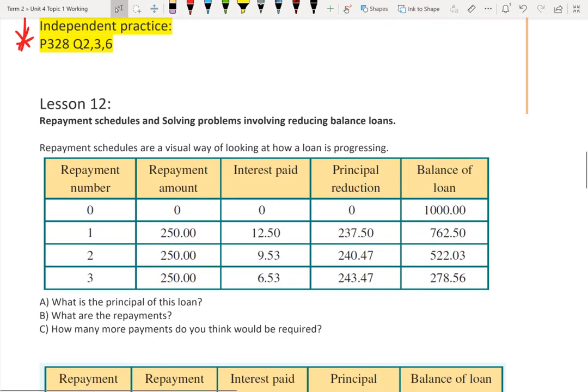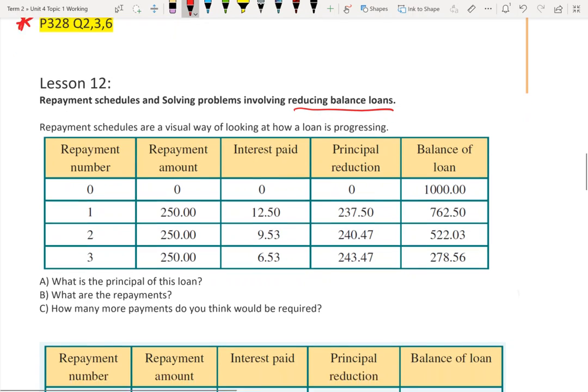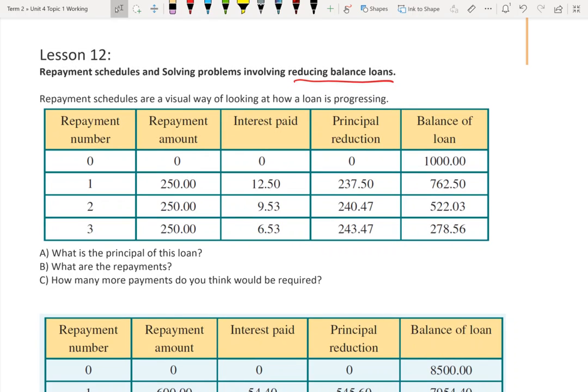So we're looking at repayment schedules and solving problems, once again, with reducing balance loans. So a repayment schedule is a visual way of looking at how a loan is progressing. So literally, all these are is a table like this. So this is our repayment schedule. You can see after we've paid 0 repayments back, we've repaid nothing. We've paid no interest. My principal has not reduced, and the balance of my loan is $1,000.